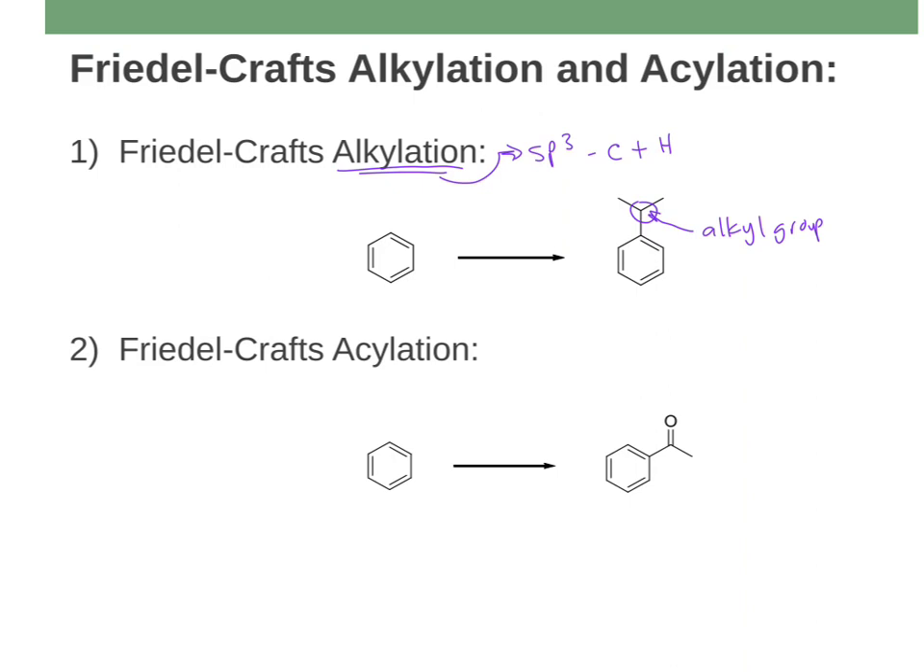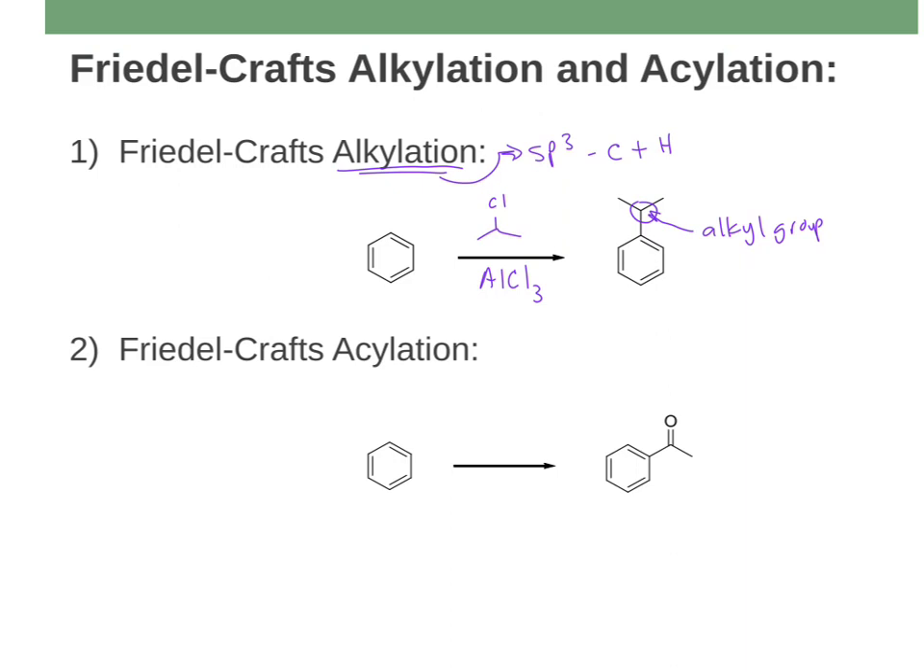So for example, if I want to put that isopropyl group on here, I would just use isopropyl chloride or 2-chloropropane. And I'm going to add actually the same catalyst as I would if I was trying to chlorinate it, this aluminum trichloride. And I'll show you the mechanism here in a second. So we have alkylations. We can put on methyls, isopropyls, t-butyls.